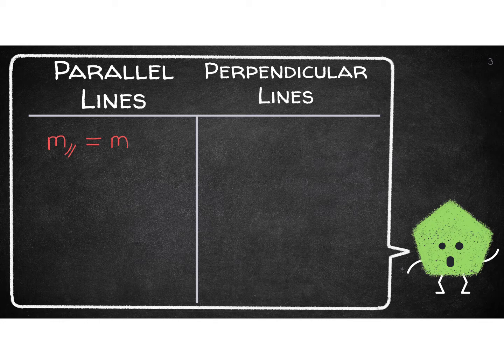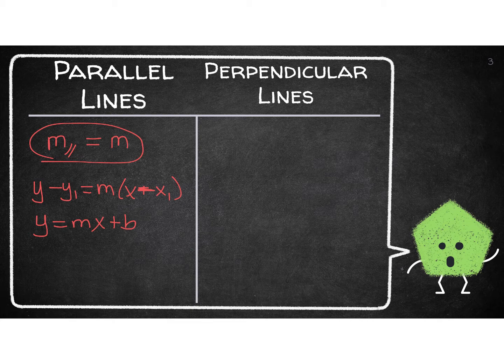So once we identify the new m, then we are going to put it into our point-slope form or slope-intercept form, which is y minus y1 equals m times x minus x1, and then simplify it down to y equals mx plus b format. Okay, but really the key concept is to find our slopes.